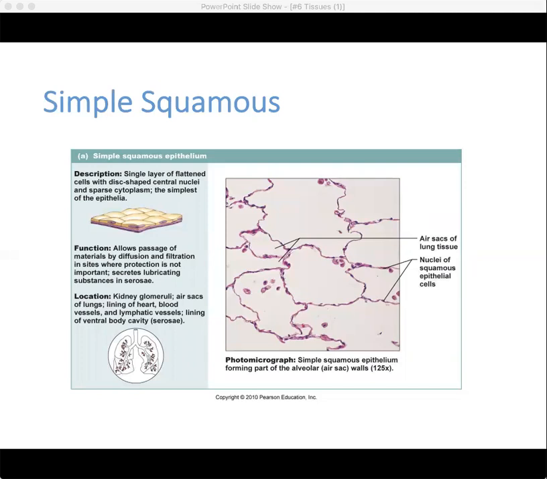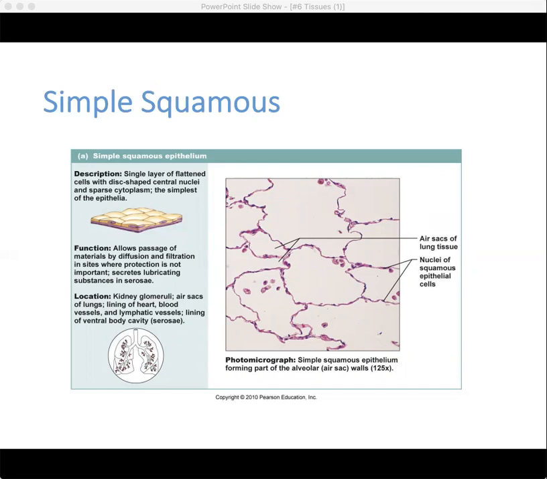So I'm going to go through the various types of epithelial tissue to allow you to fill in the chart that's in your outline. And we'll start with the simple epithelial tissue first, which usually performs absorption, secretion, or filtration, or more than one of those functions.